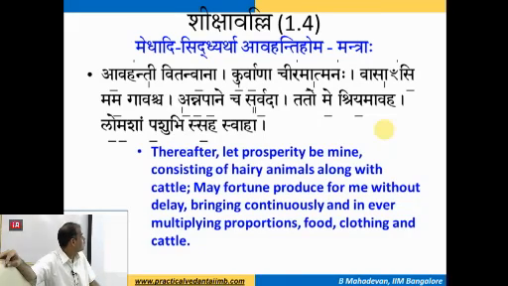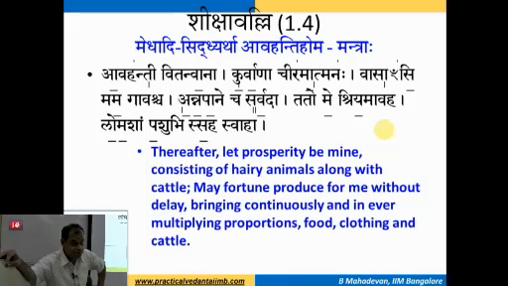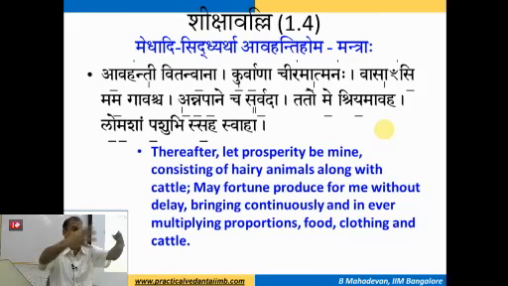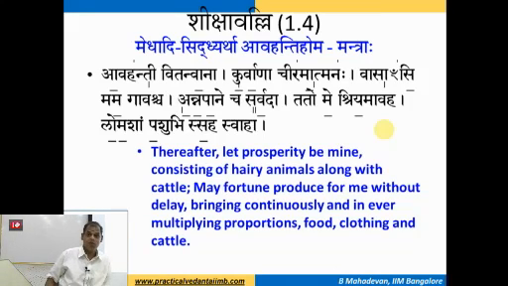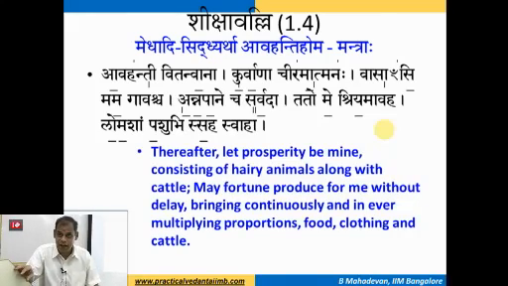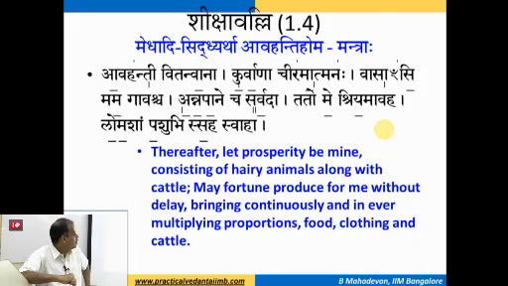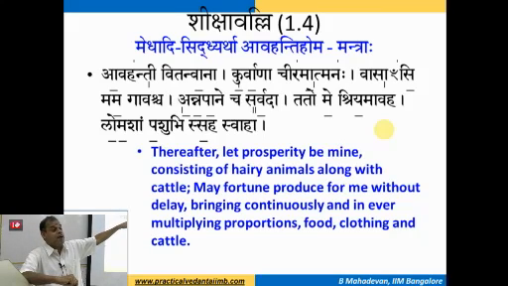Now the question is, what is that? Before that, there is something. Avahanti vitanvana. Avahanti means anayanti, brings. You bring me riches, right? Vitanvana means vistarayanti, expand it, make it grow more. Kurvanaha chiram. See, again, this is a Vedic usage. It's actually chiram.